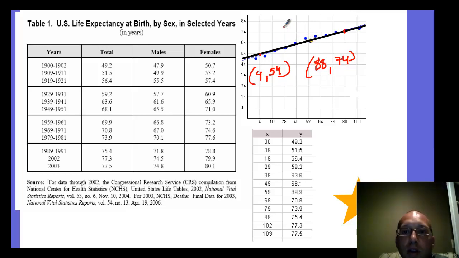We're going to go through a fun lab, hopefully, with writing linear models from data, finding a line of best fit, and extrapolating it tomorrow in class.